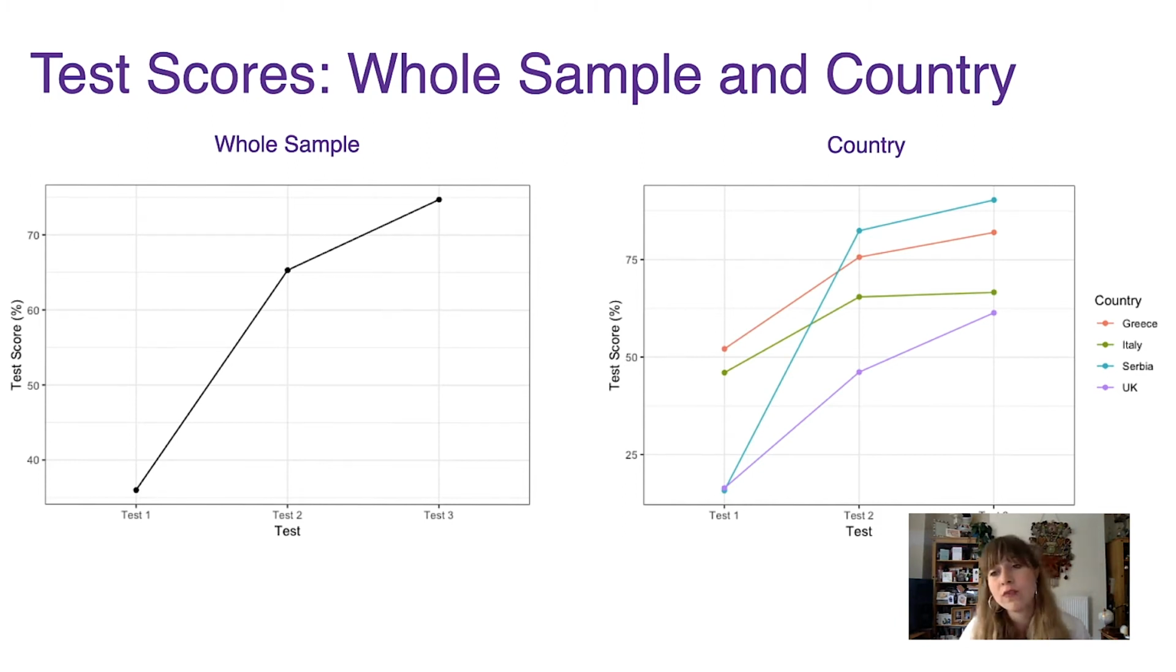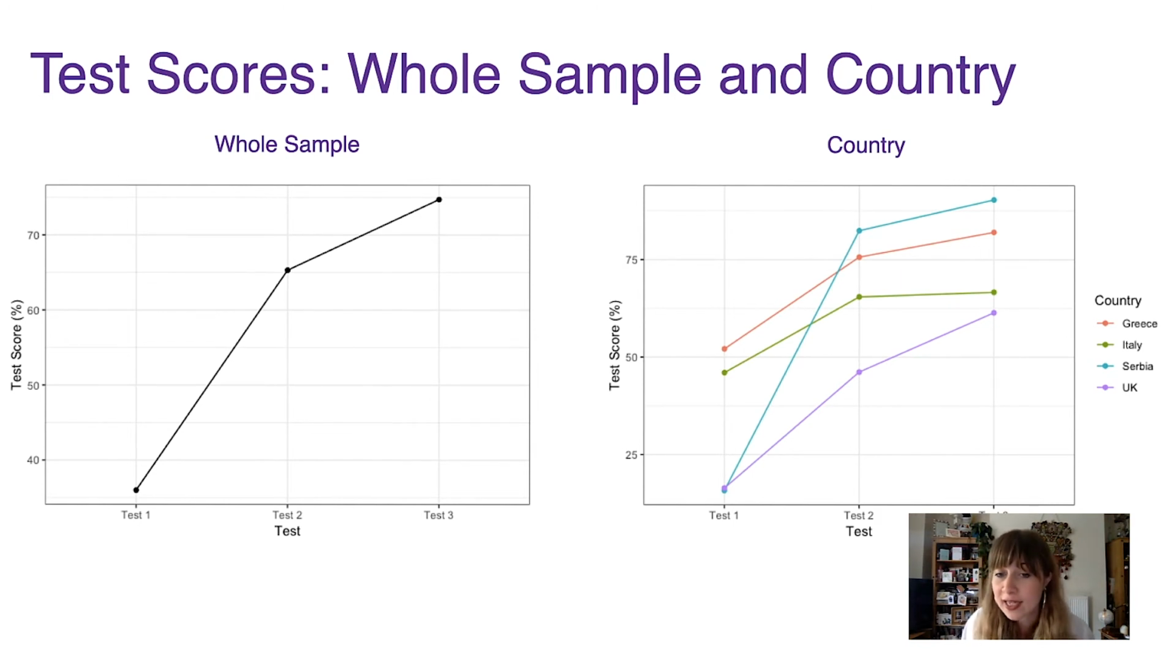Then on the right graph, we can look by country. We've got Greece in this reddy orange, Italy in green, Serbia in this blue, and UK in purple. As you can see, we have a similar pattern to the overall one, but it varies slightly by country. In Greece, we have the highest initial test score, just above 50%. This increases to around 75% and then increases again, but not so much in test 3.